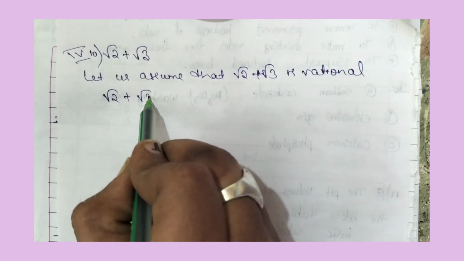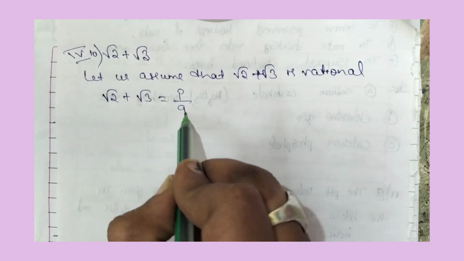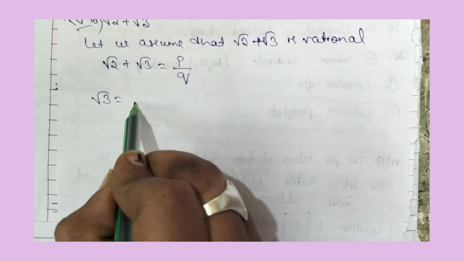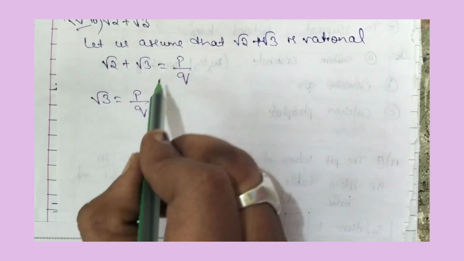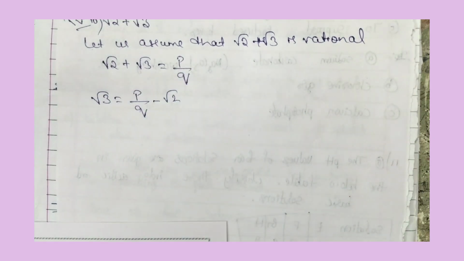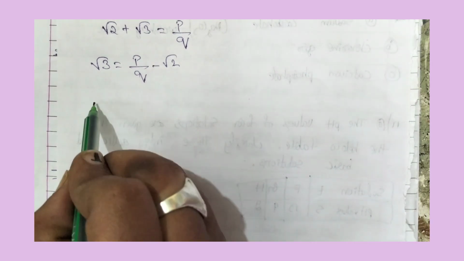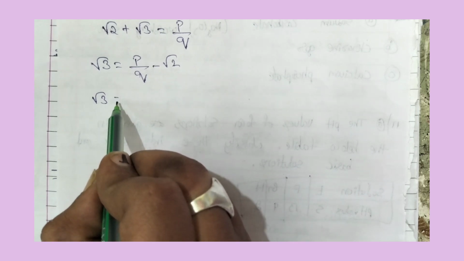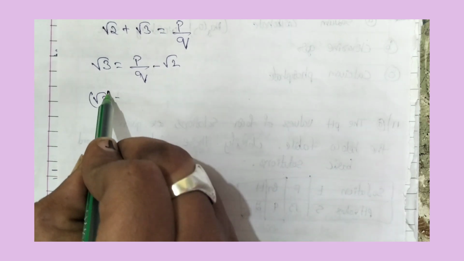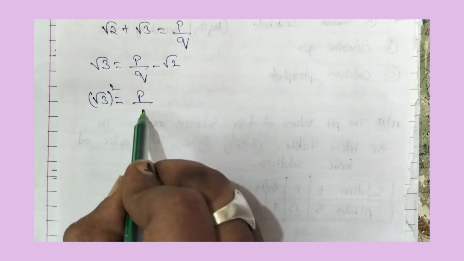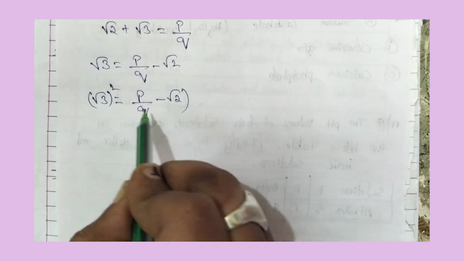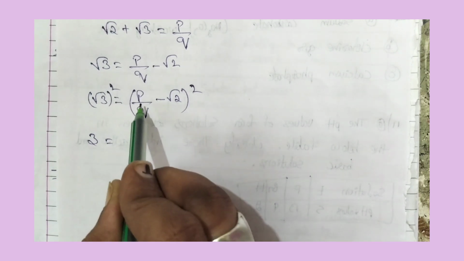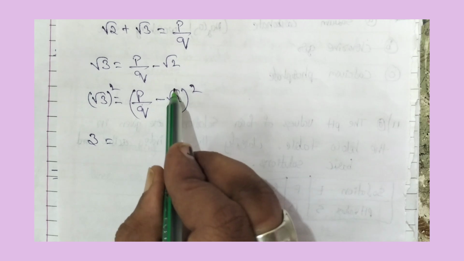So root 2 plus root 3 is equal to P by Q. This is the first step. Next, root 3 is equal to P by Q, you shift plus root 2, it will become minus root 2. Then square on both sides. Root 3 whole square is equal to P by Q minus root 2 whole square. Square root gets cancelled. 3 is equal to A minus B whole square. This is A and this is B.